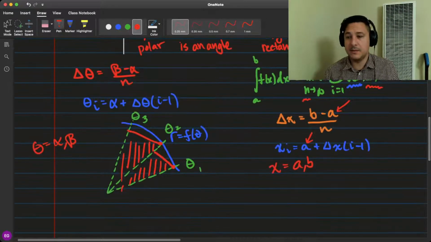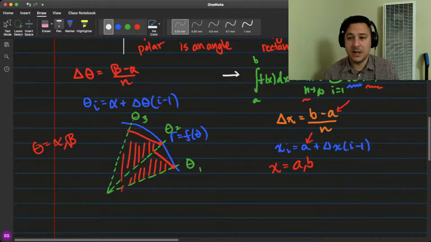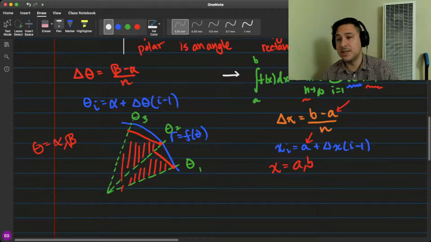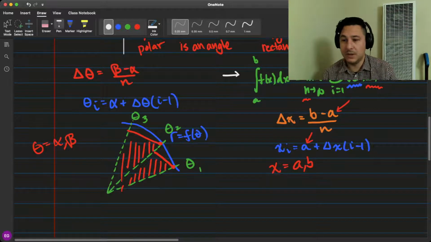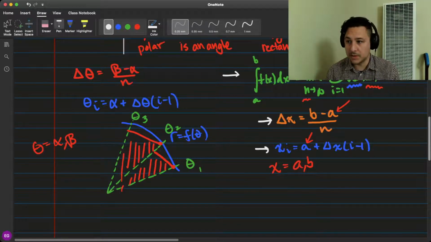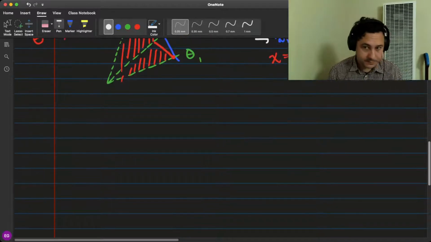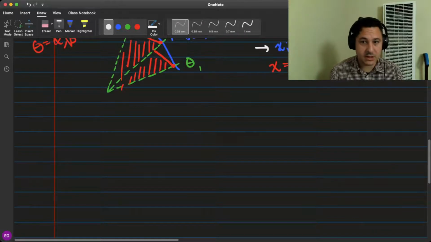Then I reminded you of how, right over here, your integral is defined in terms of the limit of the sum of the rectangles. We have formulas for delta x and we have formulas for x_i to do all of that. What we're going to do today is figure out how to do that for polar coordinates or polar equations. Okay, so let's start off with a circle.